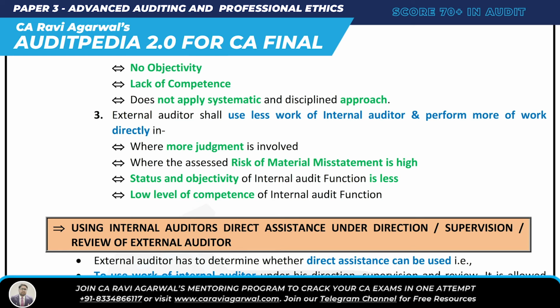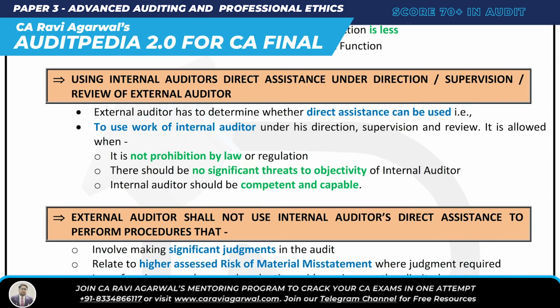Now we talk about direct assistance. What is direct assistance? Are we going to use the work of the internal auditor? No. Here I am going to use the internal auditor directly. It is the use of internal auditors to perform audit procedures under the direction, supervision, and review of the external auditor.